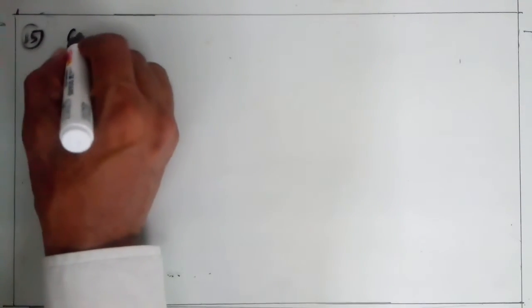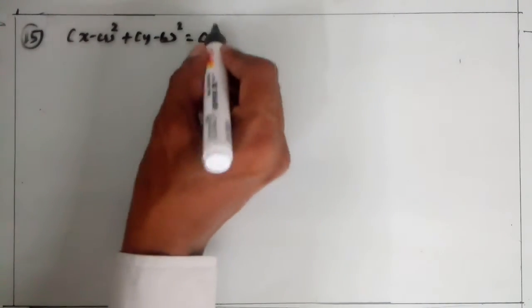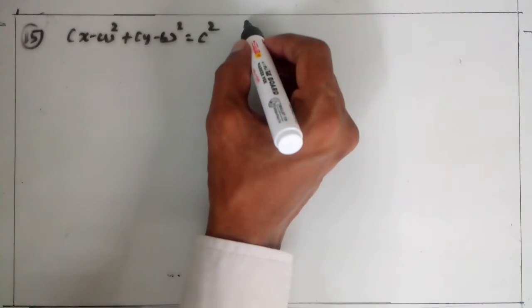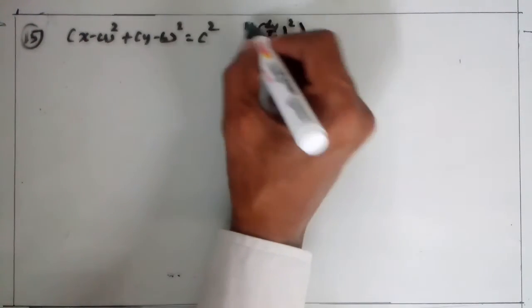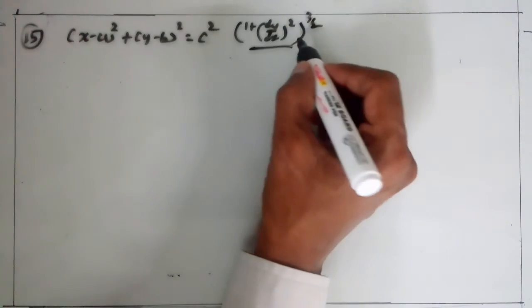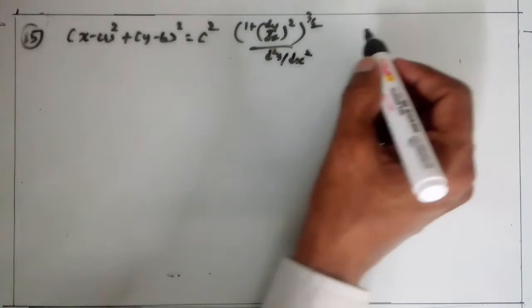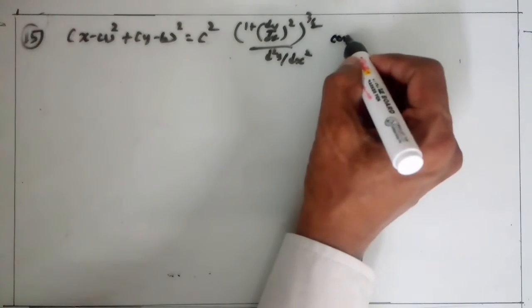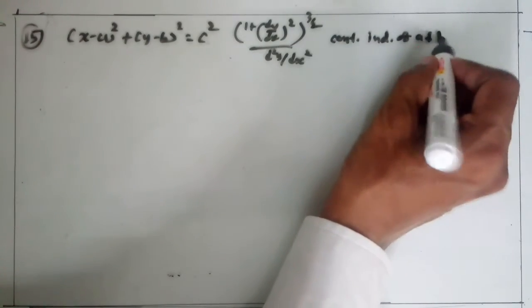Now question number 15. If (x − a)² + (y − b)² = c² for some c greater than 0, then prove that [1 + (dy/dx)²]^(3/2) upon d²y/dx² is a constant independent of a and b. Prove this.